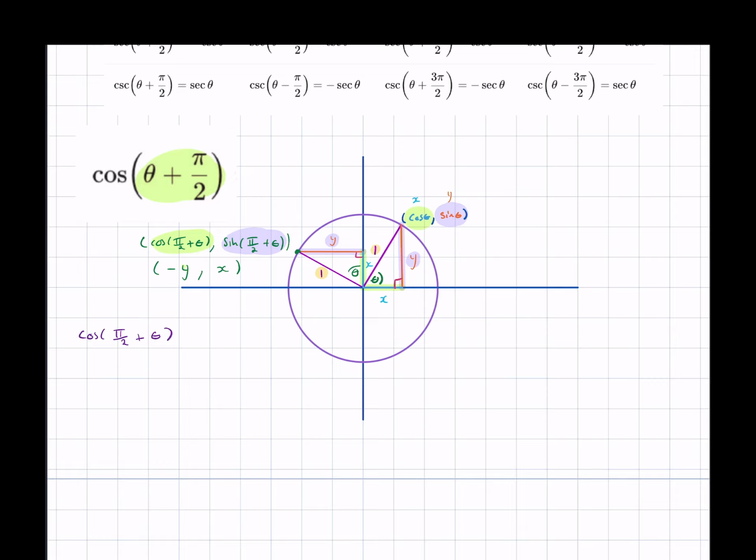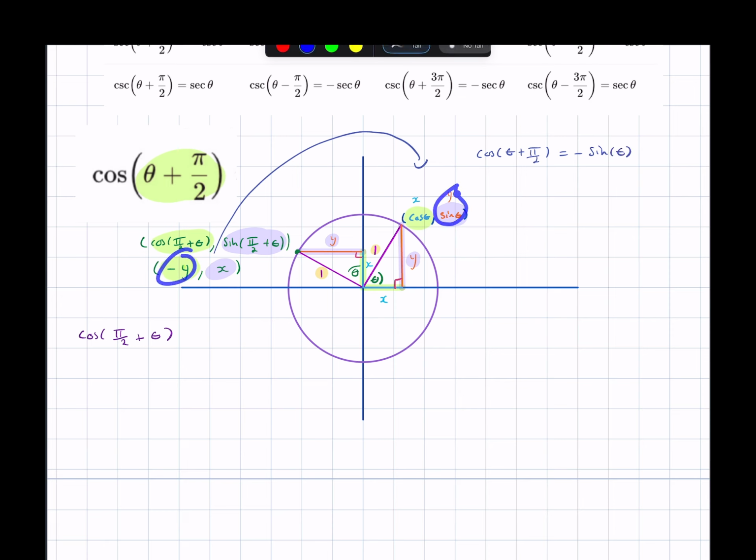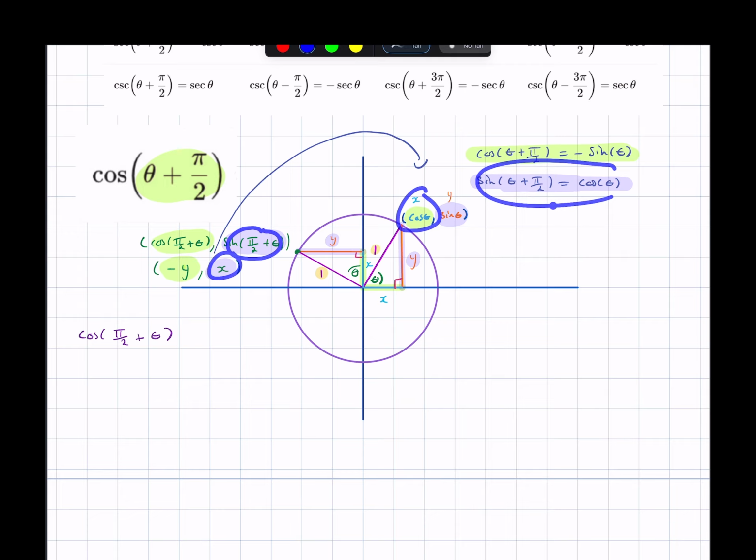But what are x and y? Well, let's go back to our original point that we were looking at. X and y are cosine of theta and sine of theta. So what is this showing us? This is showing us that cosine of theta plus pi over 2 is negative sine of theta. It is negative y, where y was sine of theta. Also, sine of theta plus pi over 2 is equal to cos of theta. It's the x, where x was equal to cosine of theta.